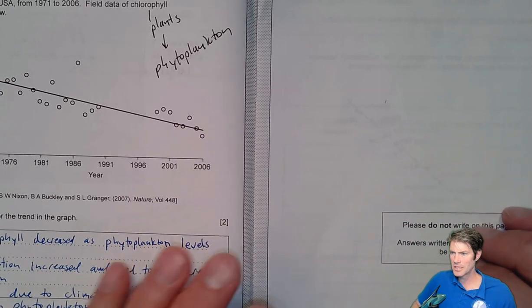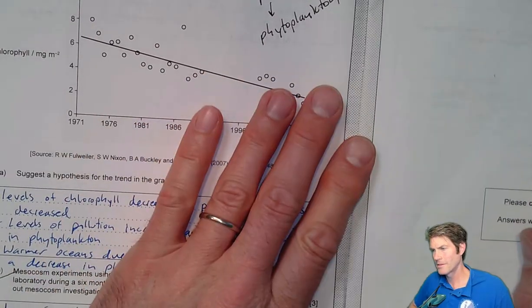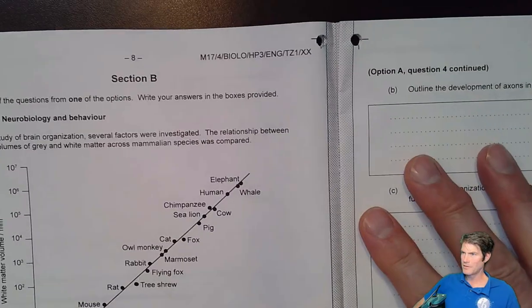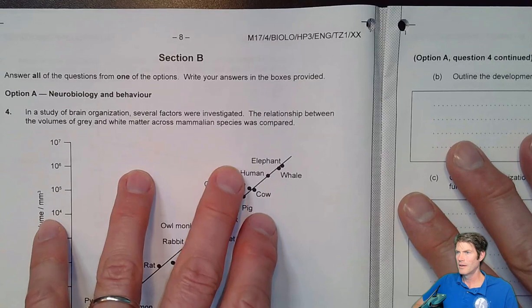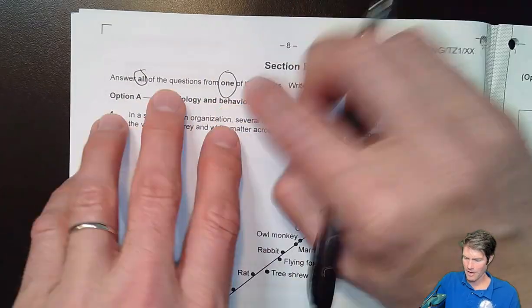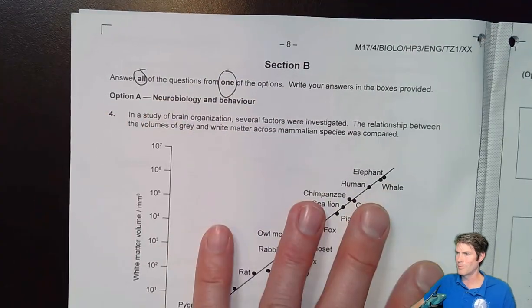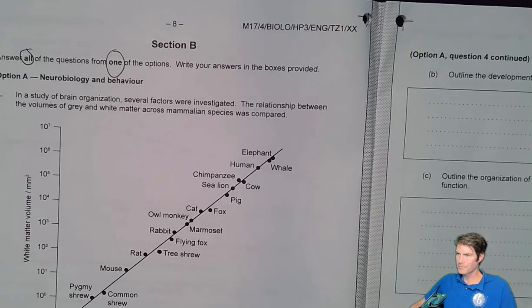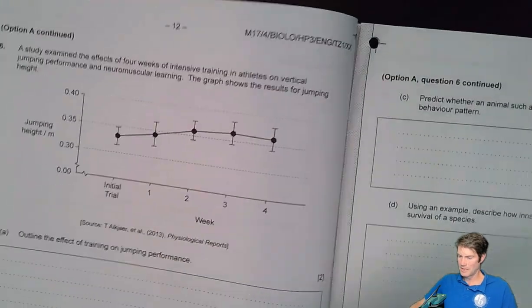All right, so we just finished talking about the phytoplankton. So you turn the page and you see section B, okay? And it says, answer all the questions from one of the options. Wish that was a little bit bigger. So we are going to skip to option D.